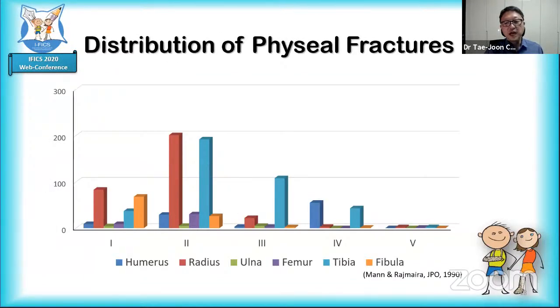The most common type of Salter system is type 2, followed by type 1, type 3, type 4, and type 5 is quite rare, but it must be underdiagnosed to some extent. Distal radius and distal tibia are the two most common locations of physeal injury.